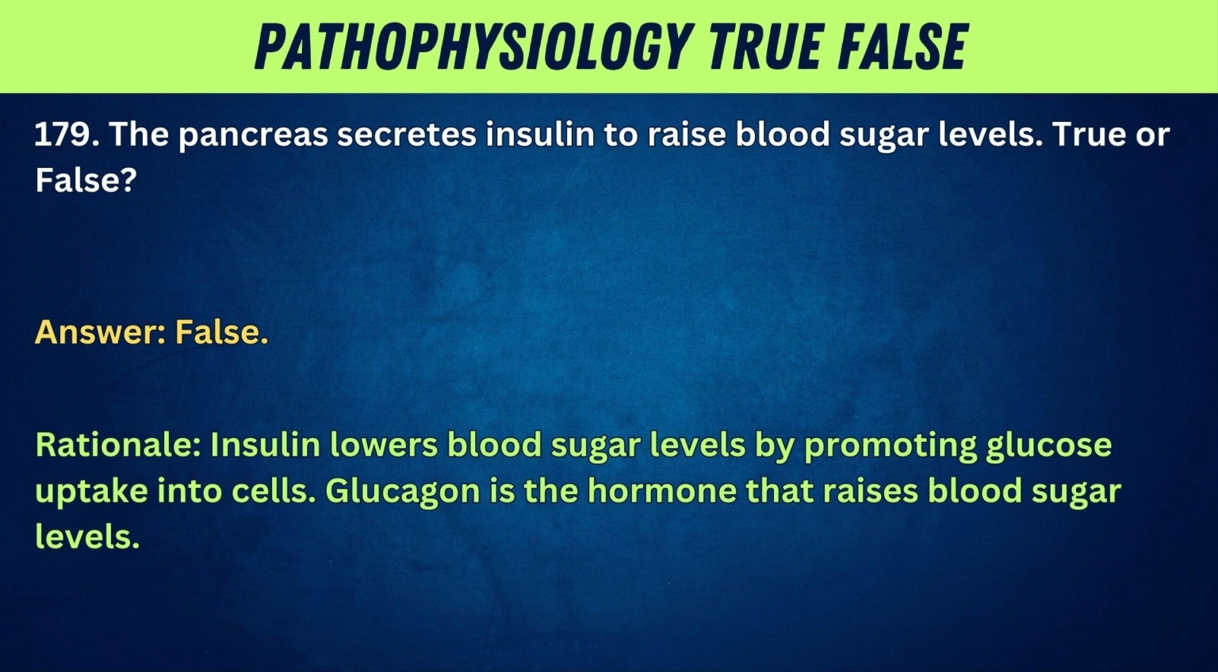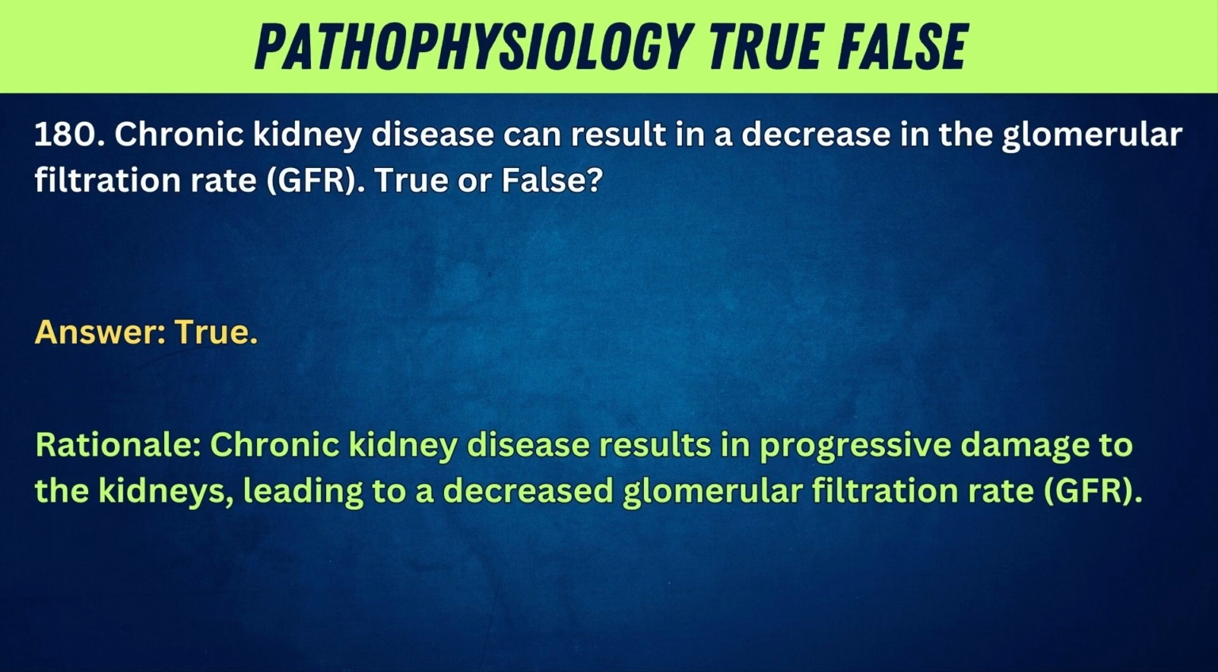179. The pancreas secretes insulin to raise blood sugar levels. True or false? Answer: false. Rationale: insulin lowers blood sugar levels by promoting glucose uptake into cells. Glucagon is the hormone that raises blood sugar levels. 180. Chronic kidney disease can result in a decrease in the glomerular filtration rate, GFR.